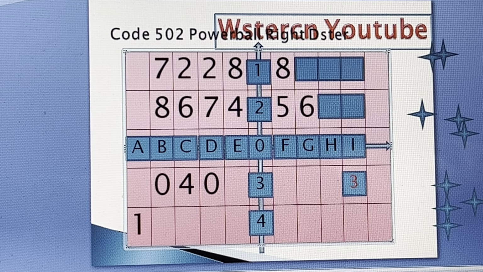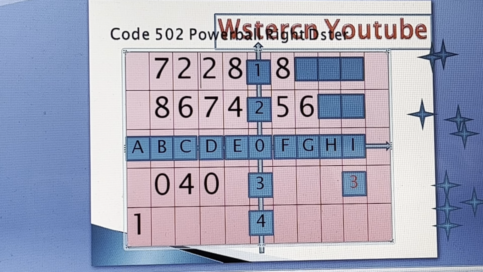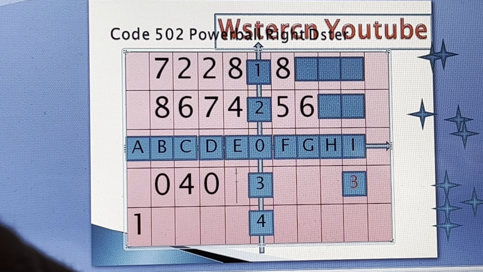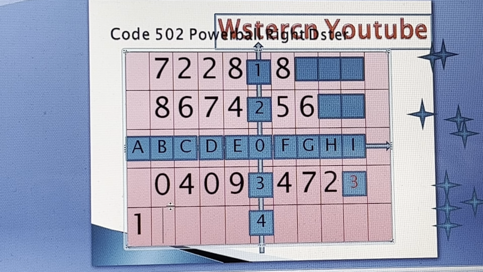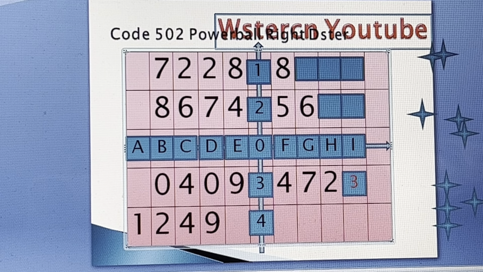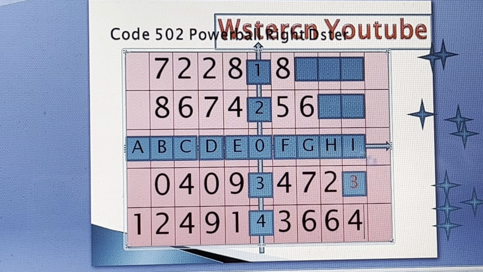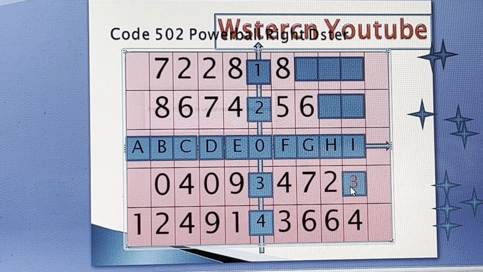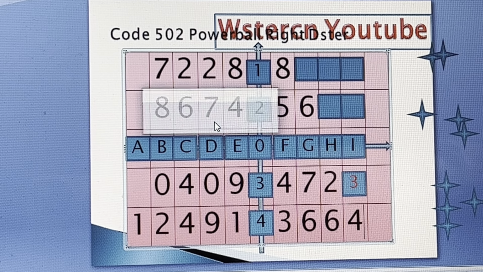040 9472 9. What did I do wrong? 040 9472, and then the bottom is 1249, 13664. So this is the Dster that may or may not be used for tonight. And sorry about that. I keep having that tab popping up.